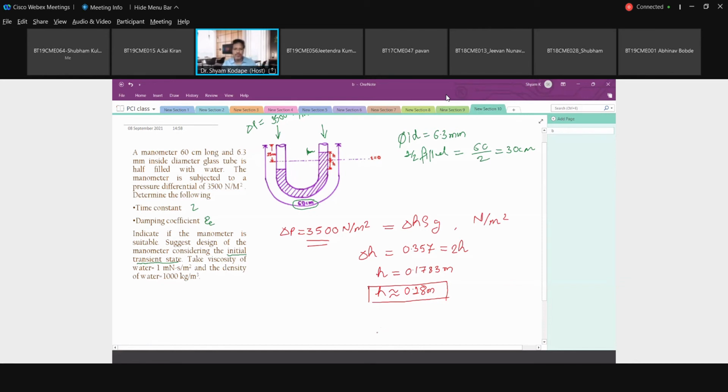Okay, so it is observed that if such type of situation arises, that time the liquid will spill out of the tube and this will be the loss. So this particular U-tube manometer is not suitable for the design, or it is not suitable for sustaining that much amount of delta P, 3500 Newton per meter square. Are you getting my point? Is this okay?